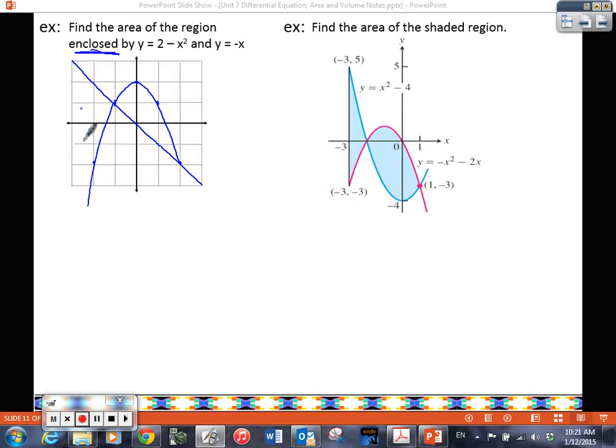Well, is this area ever going to stop? No. This is an infinite area. They're never going to cross again. So this would be like infinity. I mean, there isn't an answer to it.